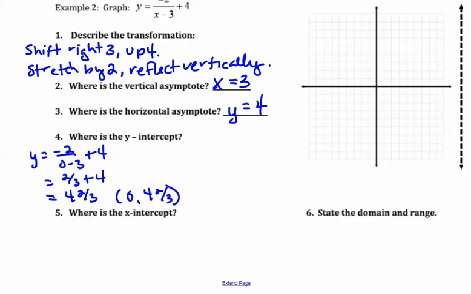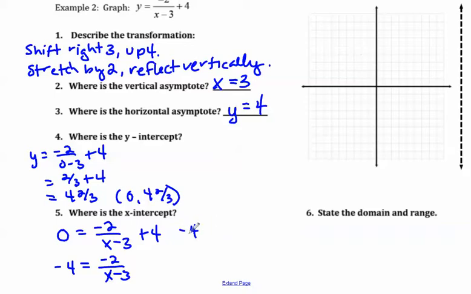For the x-intercept, we need to make the y 0. So I have 0 equals -2 over x minus 3 plus 4. Subtract 4 from both sides. I have -4 equals -2 over x minus 3. Multiply both sides by x minus 3. So I have -4 times x minus 3. On the right side it cancels, and so I have just -2.